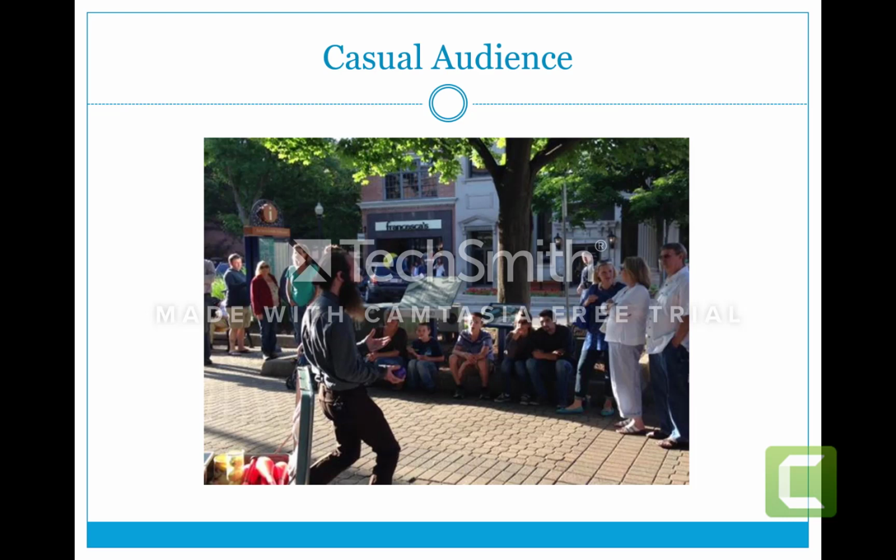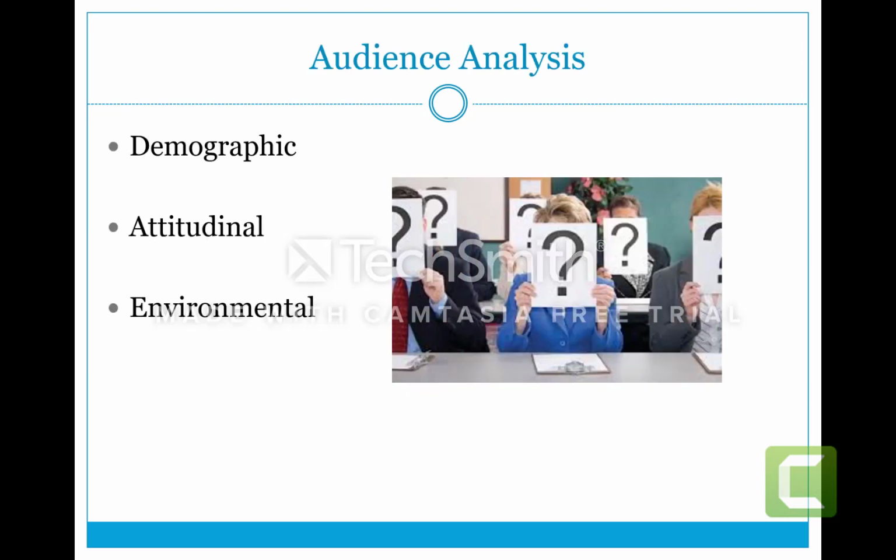The other thing you want to be aware of is doing an audience analysis. There are really three things you want to think about in an audience analysis, and we're going to go over each one. The first is demographic, the second is attitudinal, and the third is environmental. You can see in the picture that when you walk in, you don't necessarily know what the makeup of your audience is. So an audience analysis is something that you do before you go in to speak.